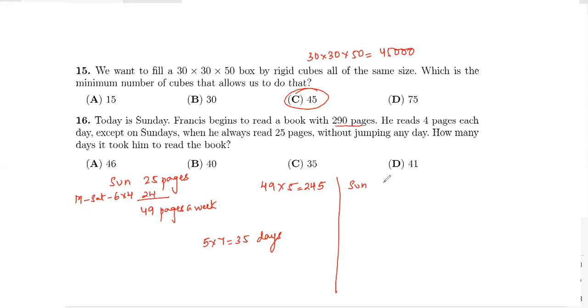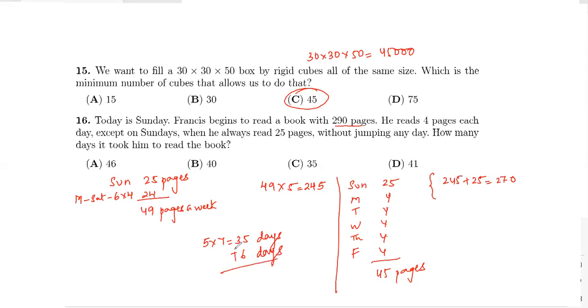So on Sunday, he will read 25 pages, wherein the total will become 245 plus 25, that is 270. So I need 20 more pages. So Monday, Tuesday, Wednesday, Thursday. So 20 pages you need 5 days. So 4, 4, 4, 4, 4. So you will get 45 pages. So that will be 35 days plus 6 more days. So total number of days required is 41 days to finish reading all the pages. Let's move on.